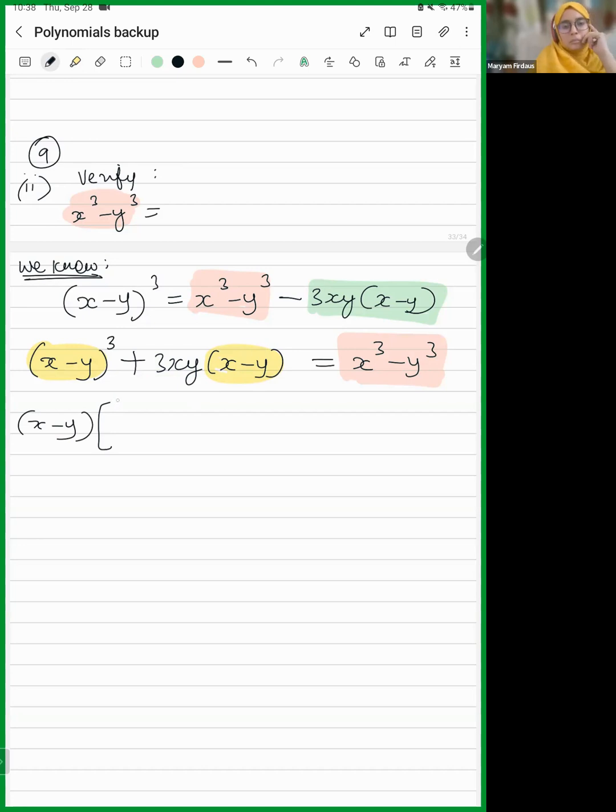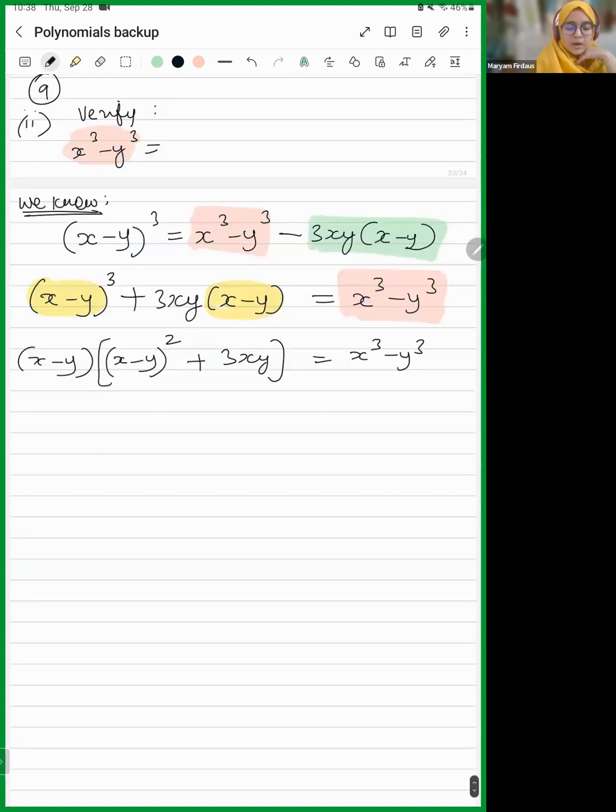Ma'am, x minus y cube plus 3xy. But the cube is already there, na? We have already taken the square out. X minus y whole square plus 3xy. Good. Is equal to the same thing. Now, just the bracket we have to keep solving. X minus y whole square. Expand x minus y whole square.